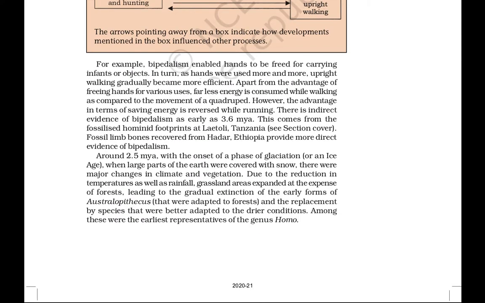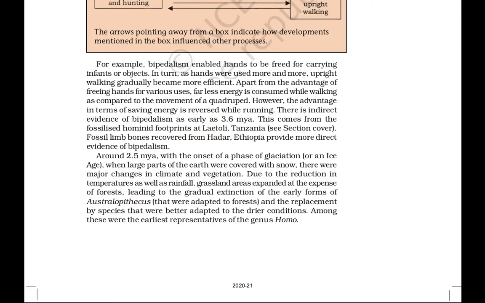For example, bipedalism enabled hands to be freed for carrying infants or objects. In turn, as hands were used more and more, upright walking gradually became more efficient. Apart from the advantage of freeing hands for various uses, far less energy is consumed while walking as compared to the movement of a quadruped. However, the advantage in terms of saving energy is reversed while running.